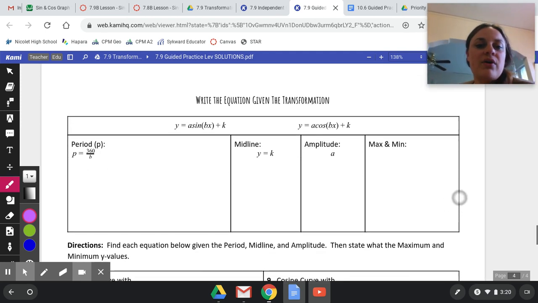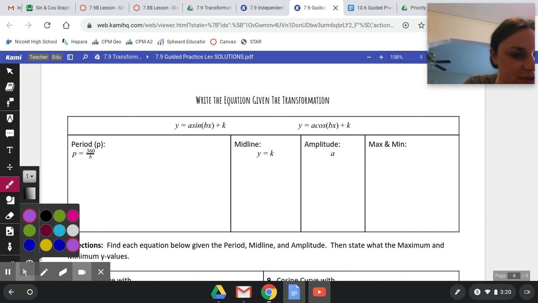Next, we are going to write an equation given the transformation. In this case, we are going to be given the period, right? So the period is equal to 360 divided by B. Do some cross multiplication here and solve.